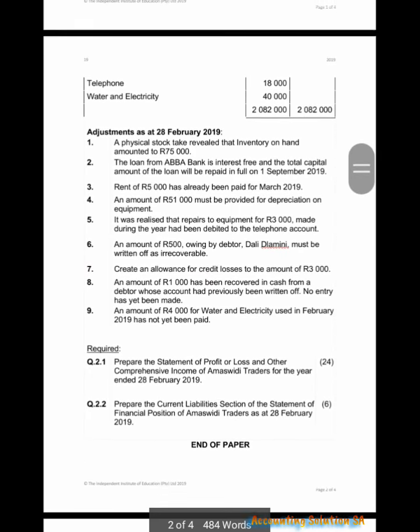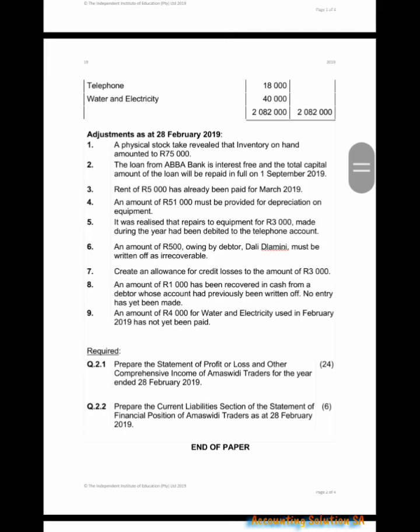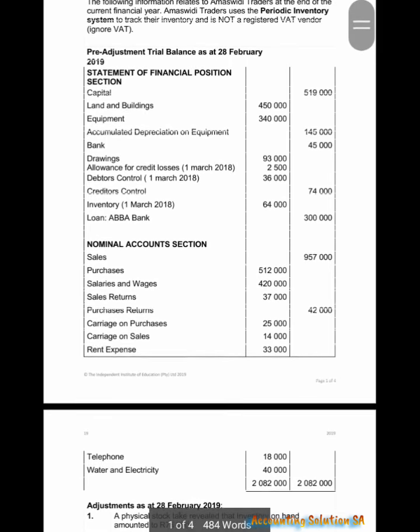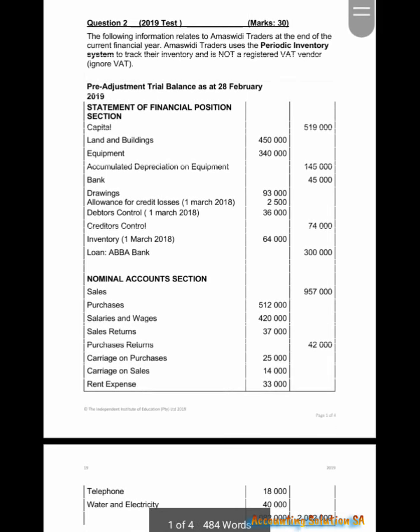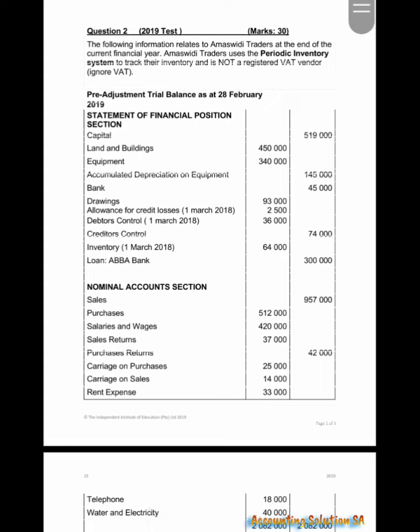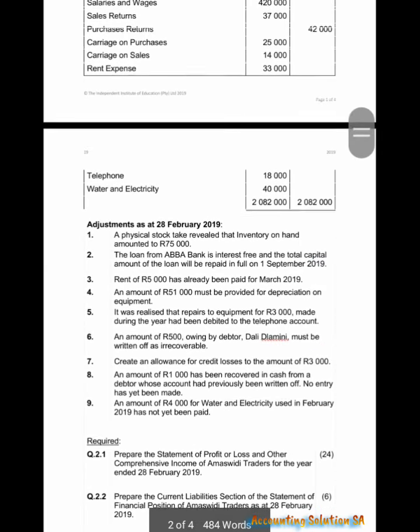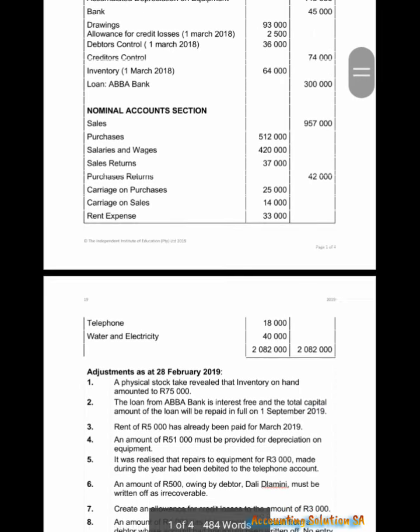Okay, let's move on to the next one. They said create an allowance for credit loss to amount of 3,000. As I said, this amount can be expense or can be income, depending on whether it's increase or decrease. Let's check. The amount that we have at the end is 3,000, but at the beginning we found that allowance for credit loss on 1 March 2018 was 2,500. Now we have to identify whether it's an expense or income.